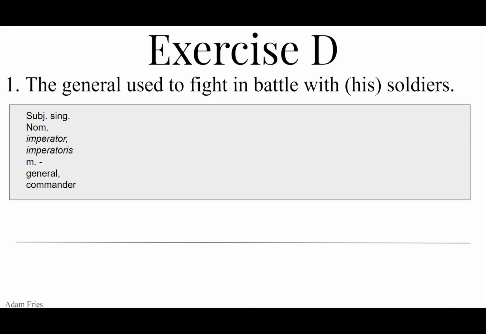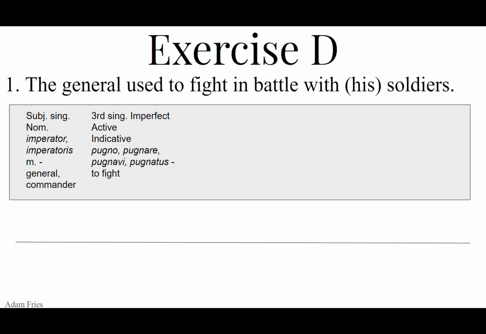If this is our subject, then that must be shown in Latin by putting the noun in the nominative case. So we want the nominative singular, and the Latin word for general is imperator, imperatores. It's a masculine noun. So we want the nominative singular masculine of imperator, which is imperator. That was easy. Used to fight. We're going to go ahead and parse this verb now, but save it for the end when you translate it into Latin, like dessert.